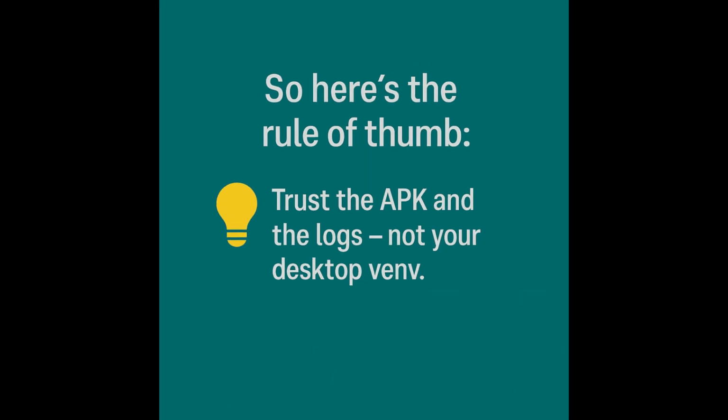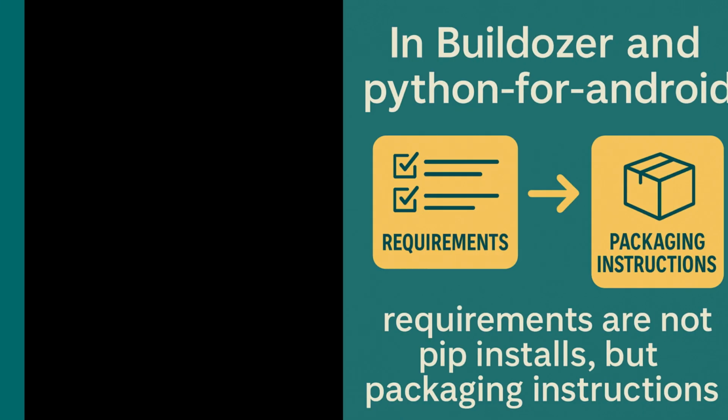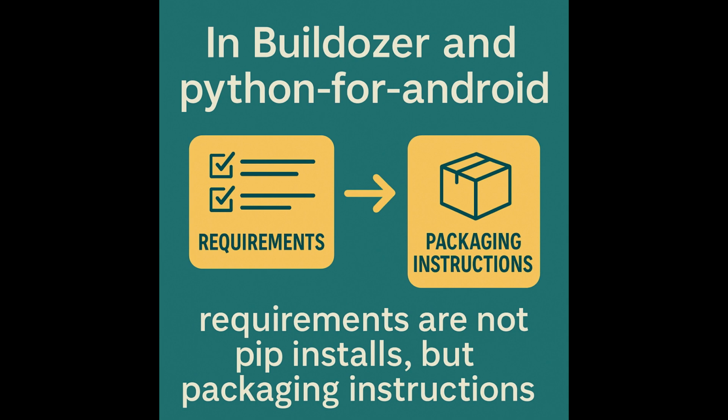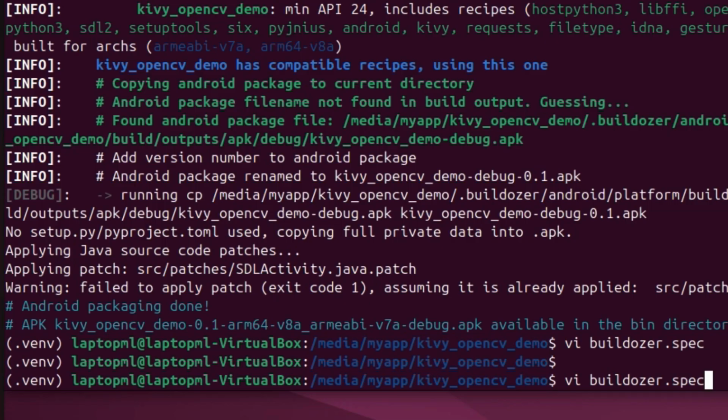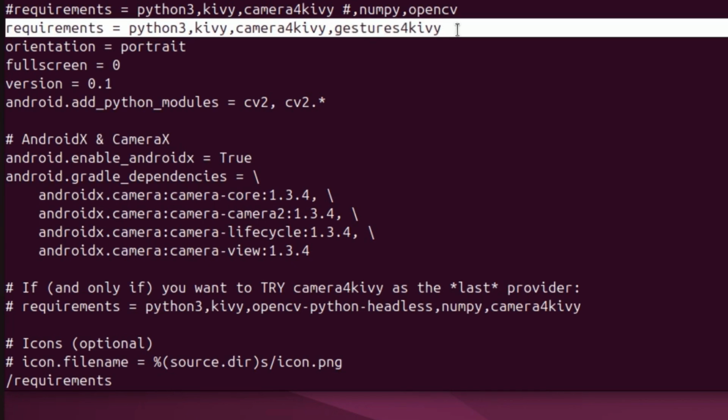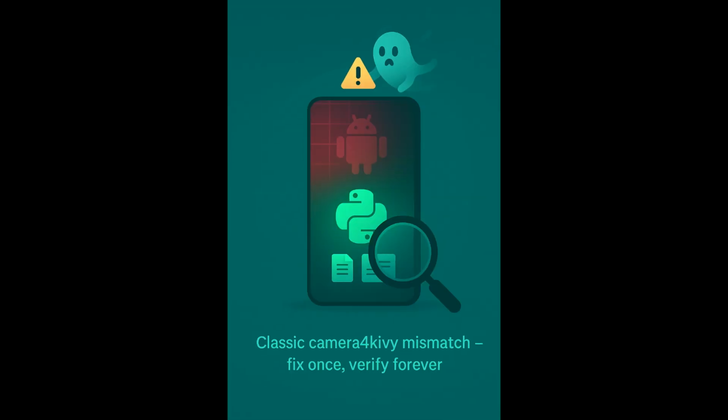So here's the rule of thumb. Trust the APK and the logs, not your desktop virtual environment. In Buildozer and Python for Android, requirements are packaging instructions, not pip installs into your environment. When the Python layer is there, but the Java classes aren't, you've hit the classic camera for Kivy mismatch. Fix it once, verify it properly, and you will never chase this ghost again.